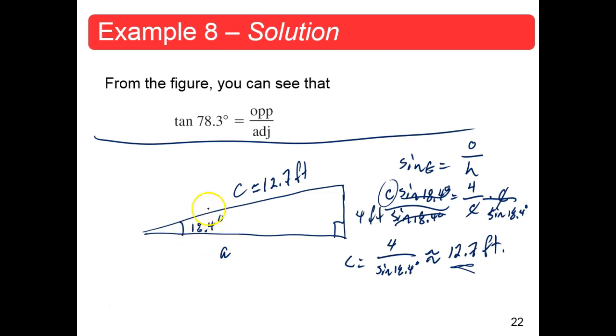What trig function relates this angle, 18.4, to the opposite side and the adjacent side? Well, that would be the tangent function. So tangent of 18.4 degrees is equal to 4 over A. Multiply both sides by A, and then divide both sides by tangent of 18.4 degrees.